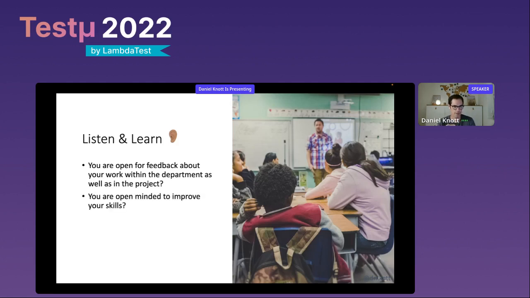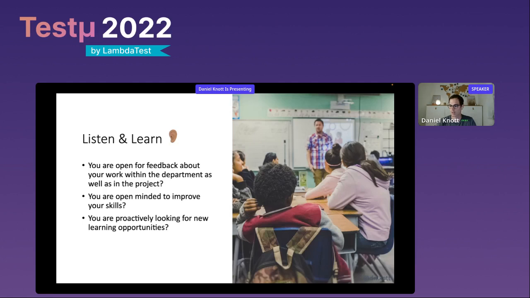Another thing is you are open-minded to improve your skills. So you are keen to learn new things. You are open for advice and these kinds of things. So this is a really personal thing in the testing wheel that you can use in order to see where the person stands. Another question that you can ask is, you are proactively looking for new learning opportunities.